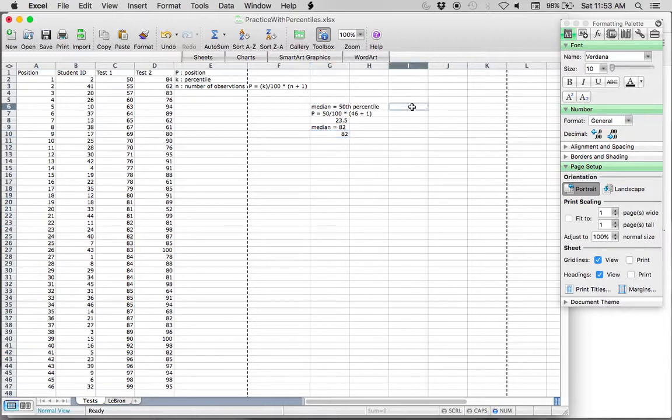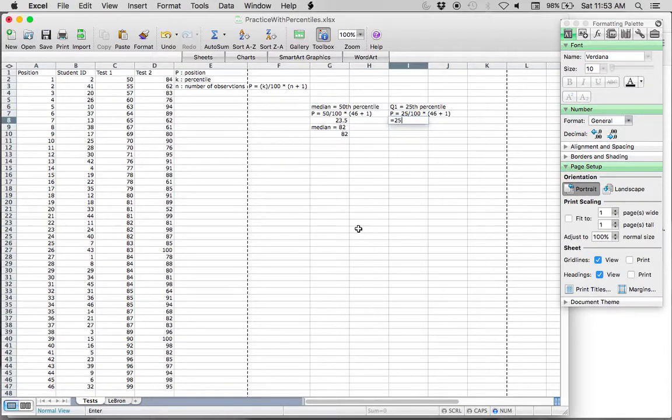So let's try quartile 1. Quartile 1, 1/4, the 25th percentile, right? That kind of makes sense. So k is going to be 25. N is still going to be 46. So the position of the 25th percentile is 25 divided by 100 times 46 plus 1.